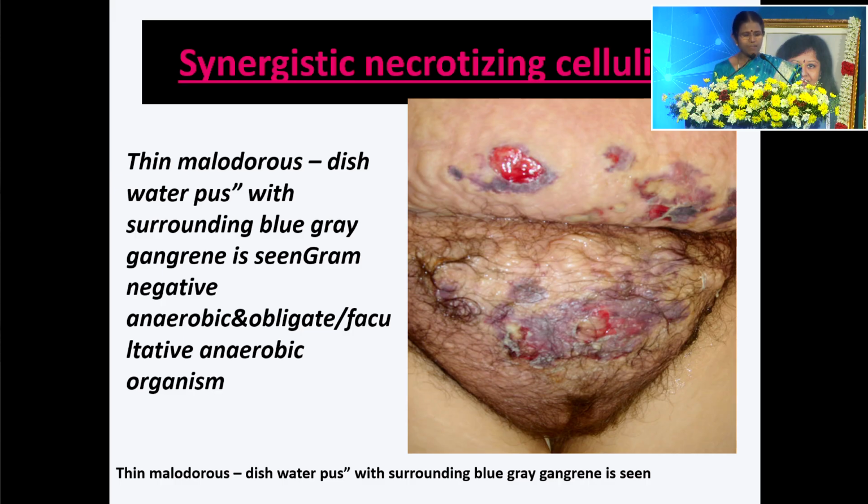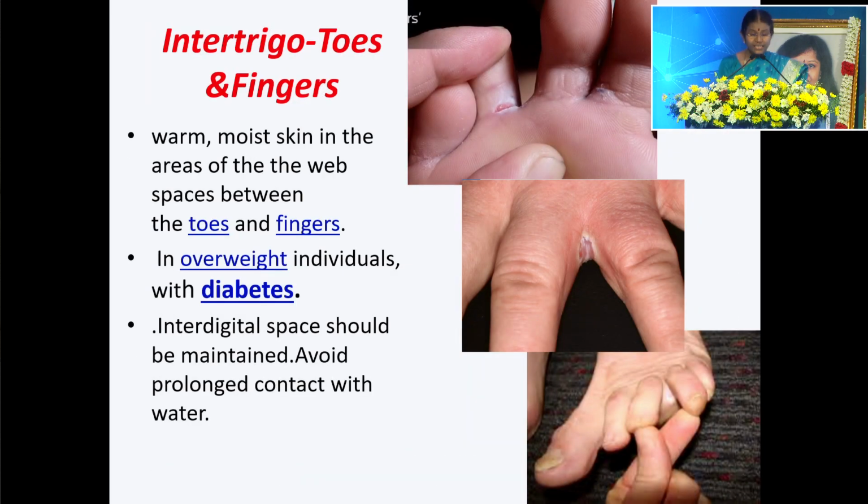Of course, the gram-negative organisms, anaerobic and obligate facultative anaerobic organisms are all present. And intertrigo, in the toes and fingers, is very common. If the blood sugar is not getting controlled, you need to see to all this. There is warm, moist skin in the web spaces between the toes and fingers, especially the toes. Please see to it. In overweight individuals this is very common, and the interdigital space should be kept dry, avoiding prolonged contact with water.